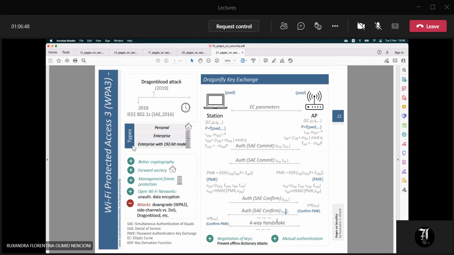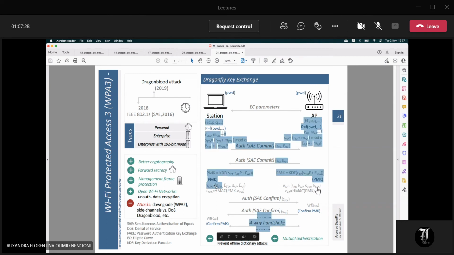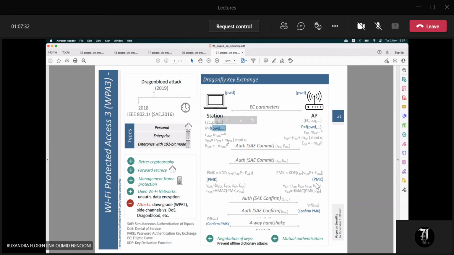So these might be more technical details that are not so interesting for everybody. But the thing that you at least need to remember is that this prevents offline dictionary attacks. It prevents those because it hides the password in a way that also depends on some numbers that can change every time. So the PMK will not always be the same, even if the password remains unchanged. It will change every time because it depends on these random numbers that are chosen.